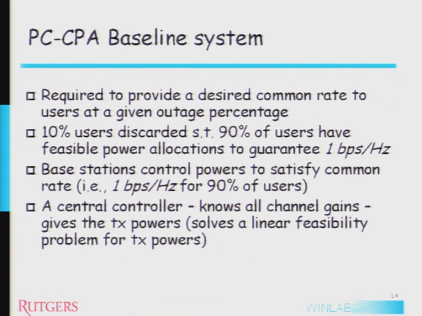Okay, so this is the baseline system I'm going to consider for this power control CPA system. Basically, let's assume that there is a requirement to provide a desired common rate to all users except for those users in outage. So basically, I discard 10% of users, such that 90% of the users get a feasible power allocation to guarantee 1 bit per second per hertz. And the 1 bit per second per hertz, you can think of as 0 dB converted to a common rate. And the base station is now just a power control system. Base stations control powers to satisfy the common rate. And then a central controller just has to solve the feasibility problem of powers, and you can get the powers. But it's linear, which is great. So it's just a simple linear feasibility problem.